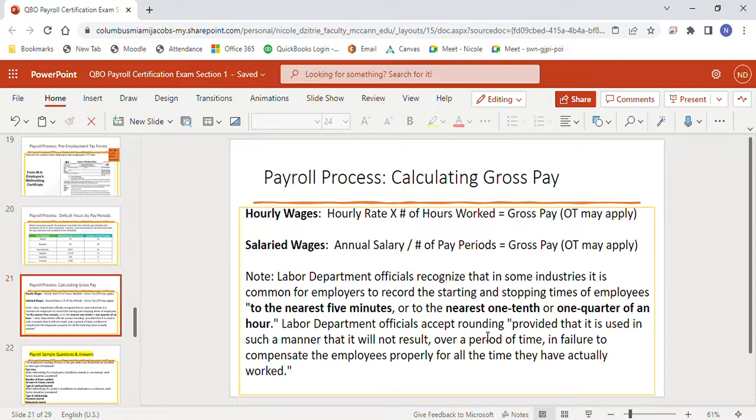It would be to the nearest 5 minutes, or the nearest 1/10, or the nearest 1/4 of an hour. So it's either 5 minutes, 1/10 of an hour, or 1/4 of an hour. Labor Department officials accept a rounding that is used in such a manner that it will not result, over a period of time, in failure to compensate the employees properly for all the time they have actually worked.